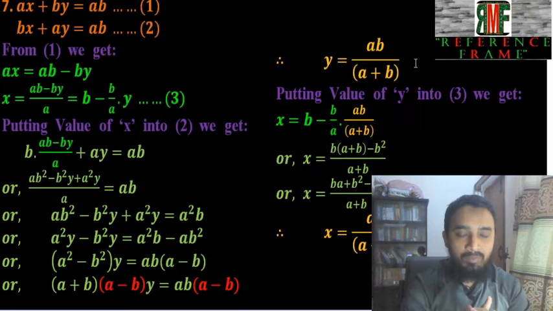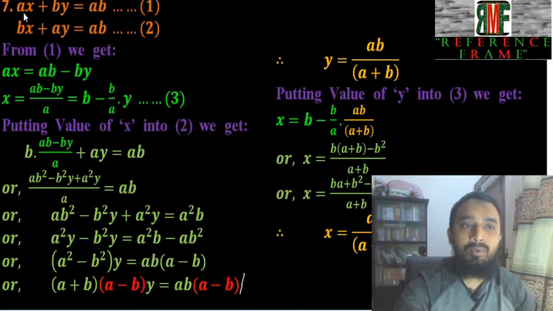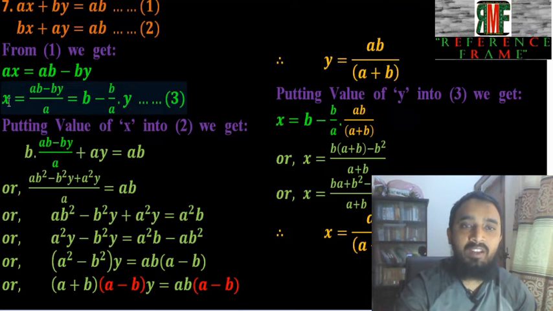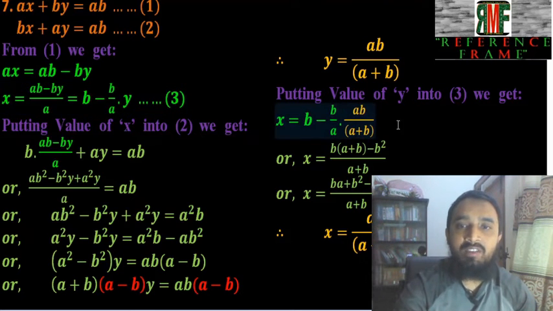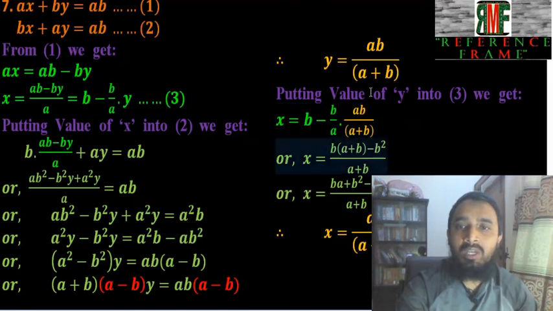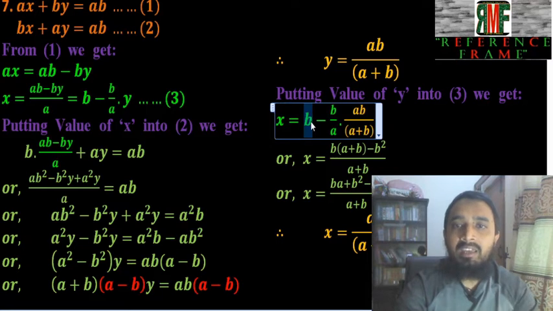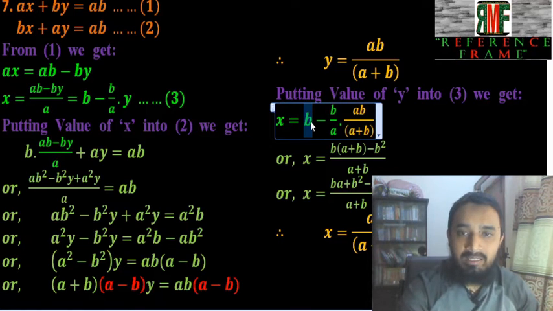Now all we need to do, we need to put this value into equation 3, because we still have to find the value of x. So we just put it into equation 3. So by putting it down, what are you going to have? B minus b by a into, this is the value of y. And look here, before this b, we have a 1.